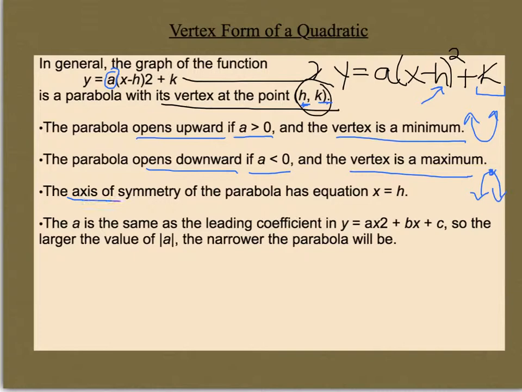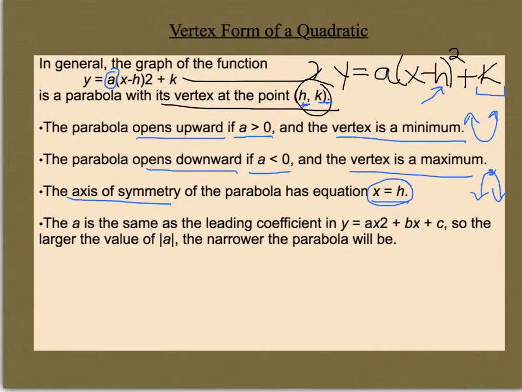The axis of symmetry, or line of symmetry, which we also talked about last week, has an equation of x equals h, meaning whatever the x-coordinate of your vertex is, that is your equation for your axis of symmetry.